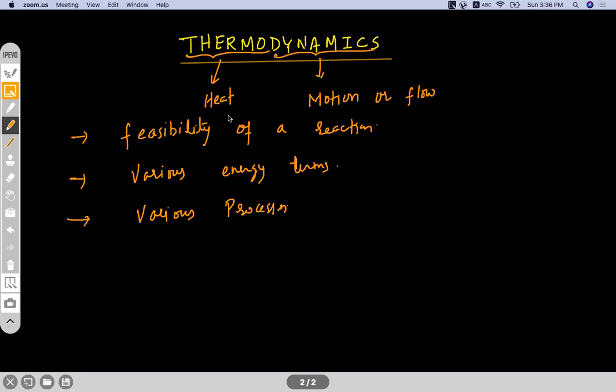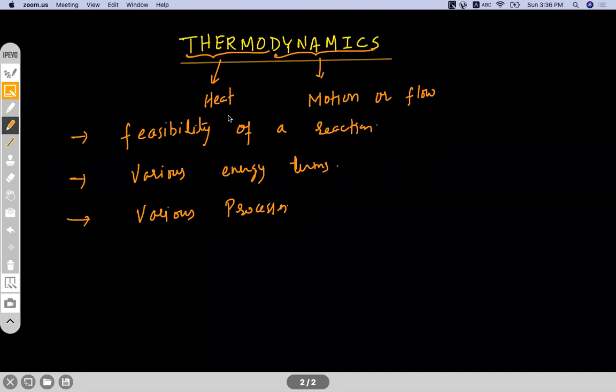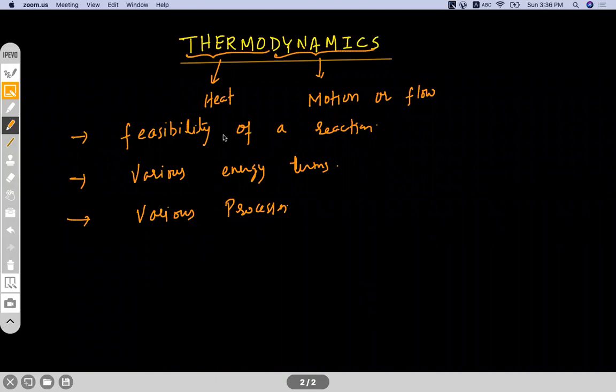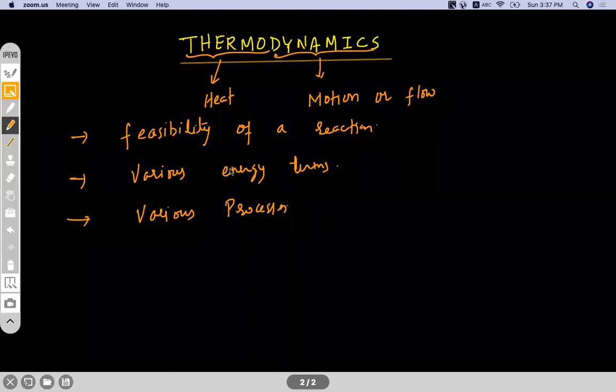So the feasibility of a reaction is nothing but this only: under a given set of conditions, whether the reaction is possible or not, right? If the reaction is taking place, then what is the minimum and necessary condition for that? That we call the feasibility of a reaction. So this we are going to understand in this chapter, okay? We are going to discuss Gibbs free energy, and from that only, we can say the reaction is feasible or not. Correct?